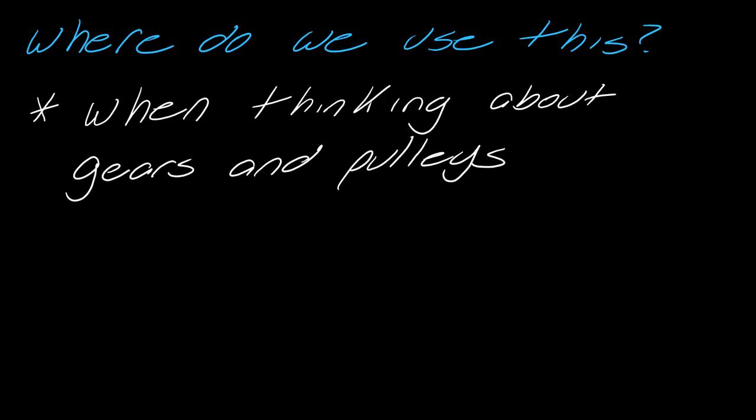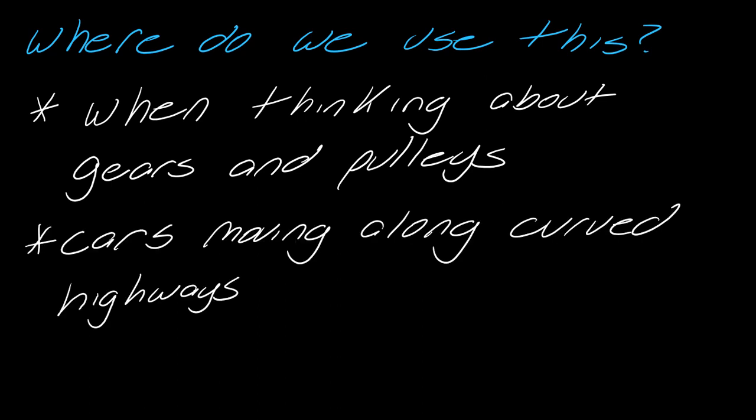Places where we might use linear speed: we're talking about speed as we're moving along a circle. A lot of times you can have gear or pulley problems, moving along those tracks, or maybe a car moving along a curved highway. So you're thinking about moving along a circle and what the speed might be in those types of situations, like a circle or disc.